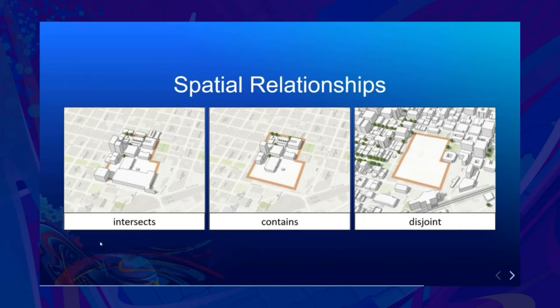So for the spatial relationships, the scene layer supports 3 different types. The first one is intersects. This will return all features that have any part of them inside the shape. In comparison, contains will only return those features that are entirely inside the shape, not the ones that are clipped by it. And lastly, disjoint is the exact opposite. It will only return features that are entirely outside of the shape.